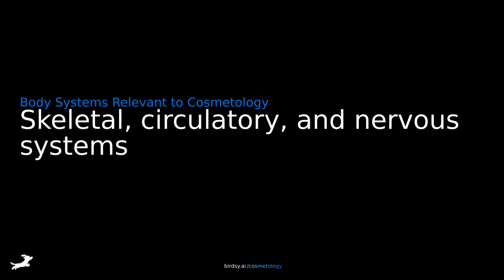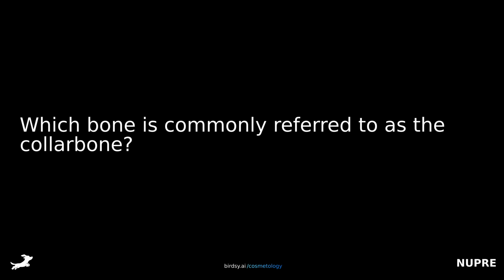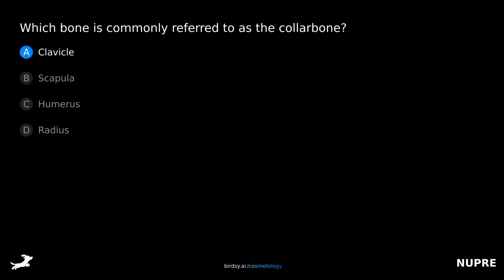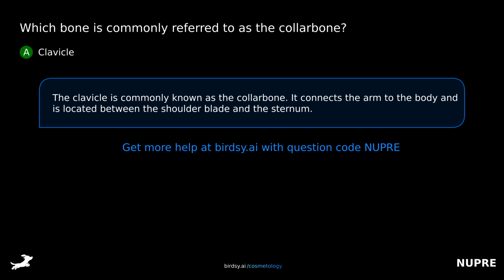Skeletal, circulatory, and nervous systems. Which bone is commonly referred to as the collarbone? Is it A, clavicle, B, scapula, C, humerus, or D, radius? The answer is A, clavicle. The clavicle is commonly known as the collarbone. It connects the arm to the body and is located between the shoulder blade and the sternum.